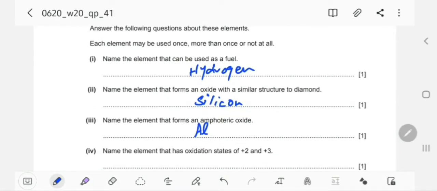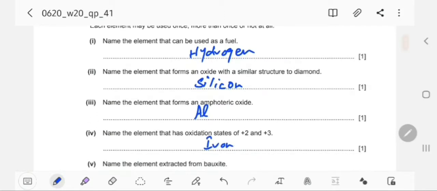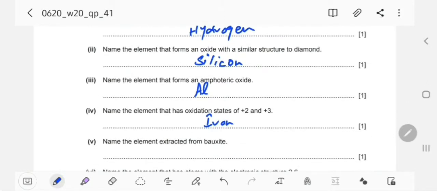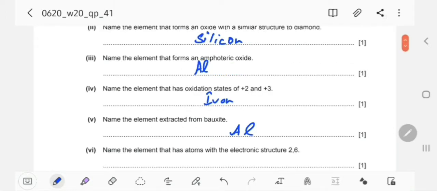Okay, part 4 says name the element that has oxidation states of +2 and +3. Well, it's iron. Name the element extracted from bauxite. Well, aluminum ore is called bauxite, so the element that comes from bauxite is aluminum. And an element that has atoms with electronic structure 2,6. Okay, we have to look at the periodic table, and oxygen has the similar electronic structure.